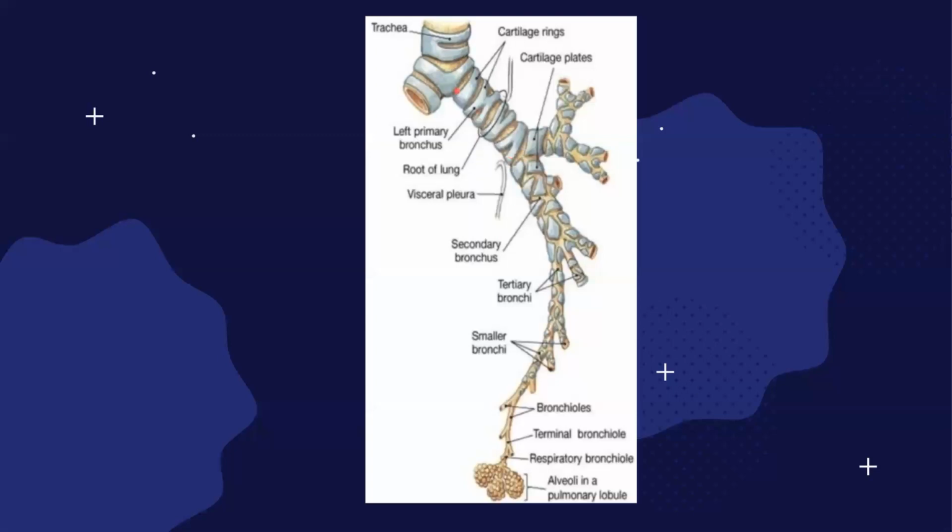Okay. So this is the trachea. It bifurcates here at the carina to give you a bronchus. This is the primary bronchus. It will give you the secondary and tertiary, so the lobar and segmental bronchi, smaller bronchi, bronchioles, and at the end it's going to give you terminal and then the respiratory. I know it's a bit confusing because terminal sounds like it would be the last, but it's not. Don't get confused. The respiratory bronchiole is the last bronchiole, and then it will form the alveoli.